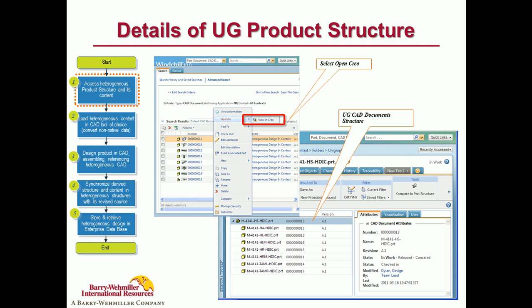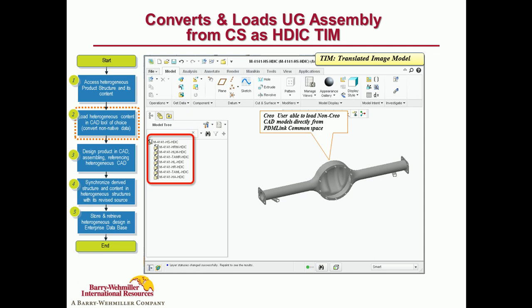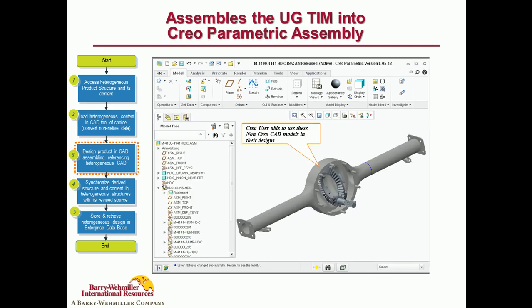We right click on the object and click view in Creo. On the bottom pane you can see the actual UGNX assembly. And all of this opens up within Creo. This is just a new terminology here, TIM, the translated image model. So what we have is a UGNX drawing that has been, not just a drawing, 3D data that has been opened within Creo. And then what we do is we assemble this. So the earlier pinion gear, crown gear have been assembled into here.